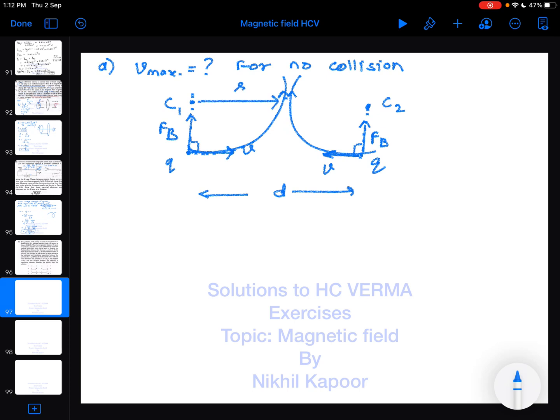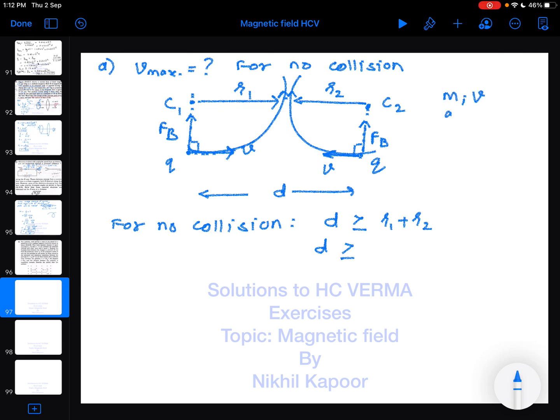This is the radius of particle 1, this is the radius of particle 2. So for no collision, what should be the condition? For no collision, the separation d must be greater than or equal to the sum of their radii, r1 plus r2. As both particles have the same mass, same speed, and same charge, and are in the same field, the radii will also be the same, and the radius of each particle is mv upon qB, that we already know.